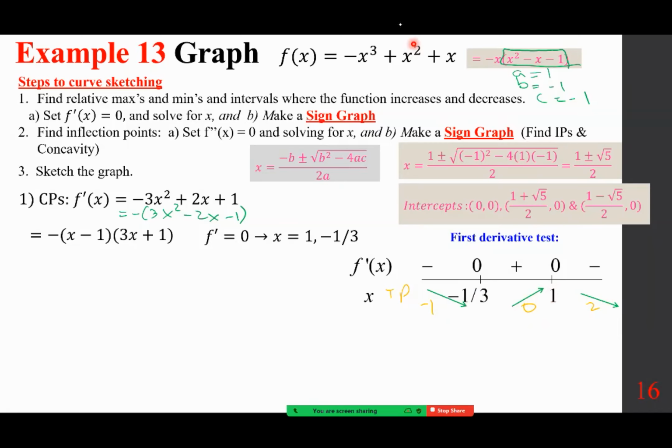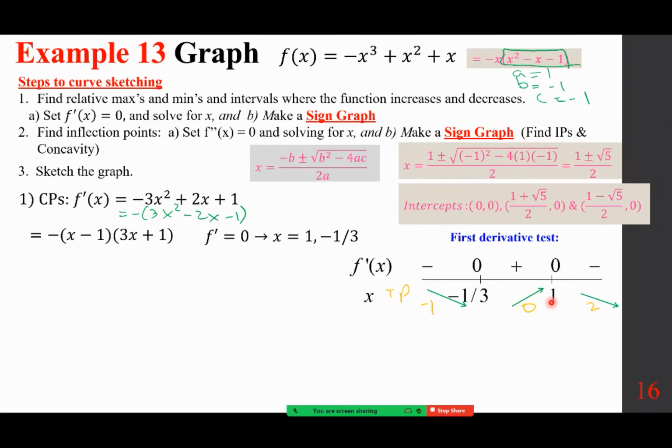Both numbers have to go into the original function to figure out the y coordinates. It is decreasing from -infinity to -1/3, union 1 to infinity. It's increasing in between the two numbers, -1/3 to 1. So if you plug in 1, actually, it's very easy to figure out, makes this one negative, this one positive, this one 1. So at 1, if you plug in 1, you get 1. So local max equals 1 at (1, 1).